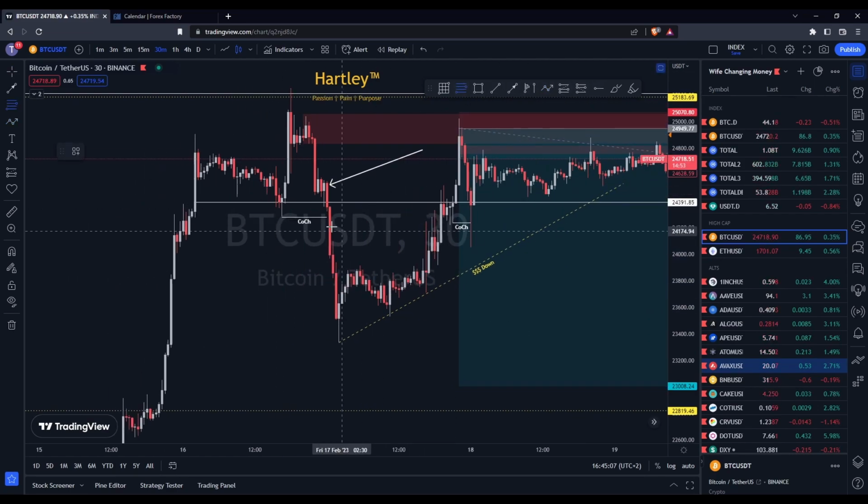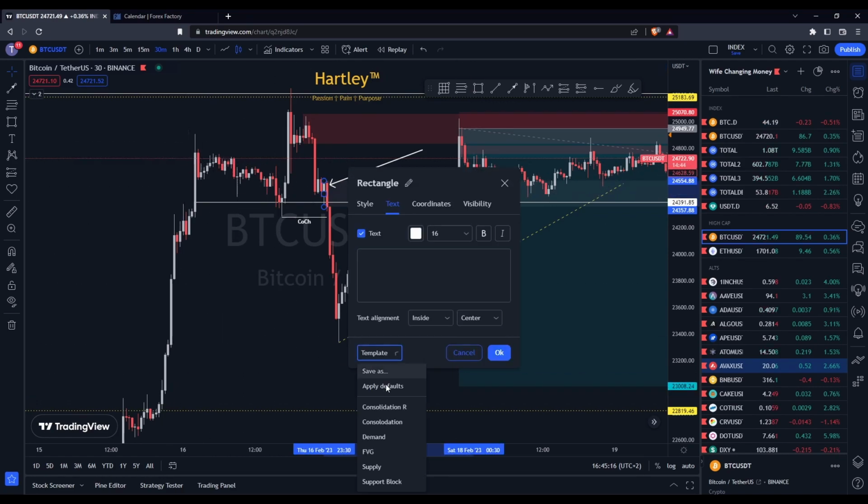So that bullish candle would be the, oops, that's a fib. That bullish candle would be the order block there, right? Supply zone.